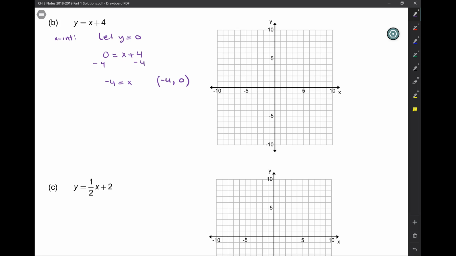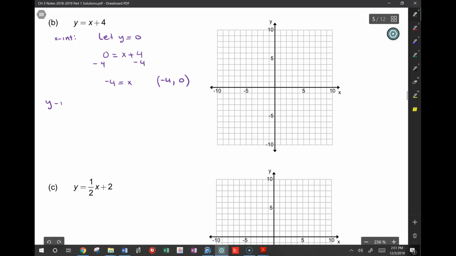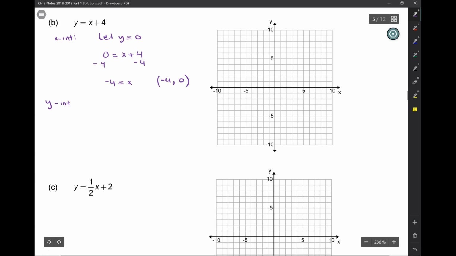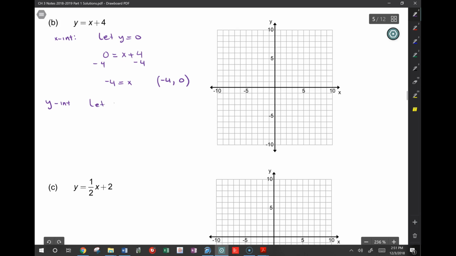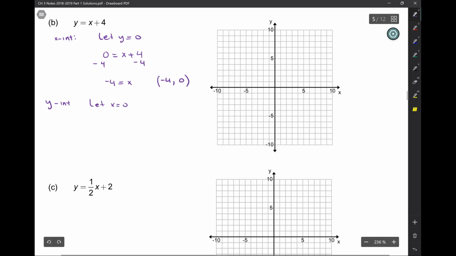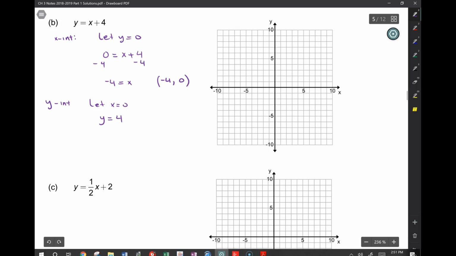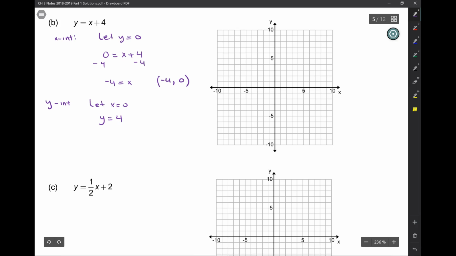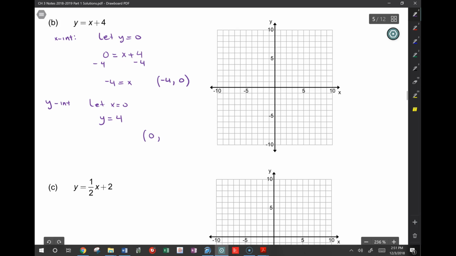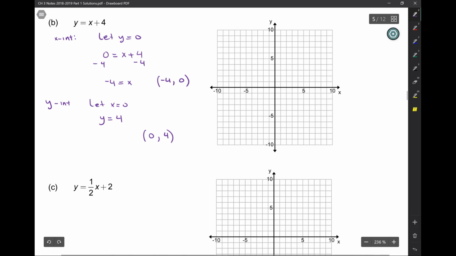All right, so now for the y-intercept, we're going to let x equal 0. So it's going to be y equals 4. And sometimes the equation is simple enough that we just get lucky. The first step, we're like, oh, that's the y-intercept. So now I just say y-intercept is 0, comma 4. Okay, let's graph them. Let's graph x-intercept first. So x is -4, y is 0. 1, 2, 3, 4.